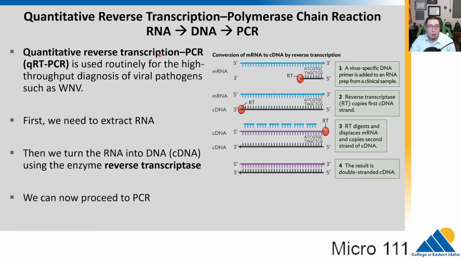So reverse transcriptase, you probably heard about this when we talked about HIV. It's an enzyme that takes RNA and makes a DNA copy of it. So it's going backwards from the process of transcription. So here we have viral mRNA. We add reverse transcriptase and it works backwards, making a DNA copy. We call this cDNA, complementary DNA. And we now have DNA that we can work with to go into PCR. So we take the RNA, turn it into DNA using reverse transcriptase.